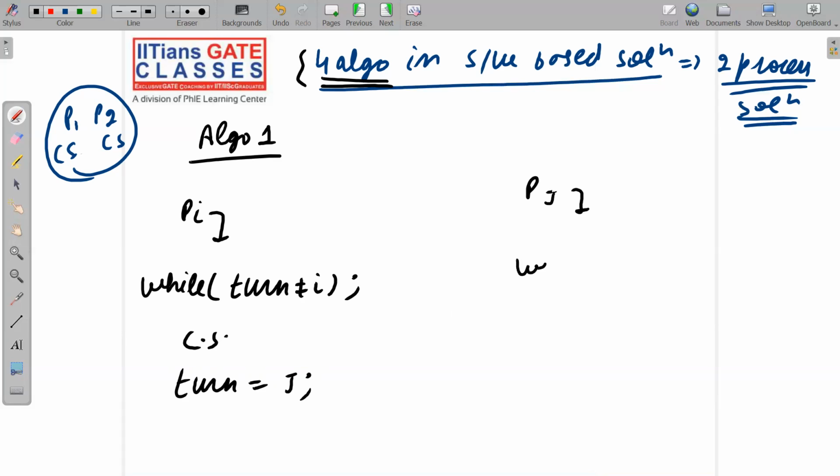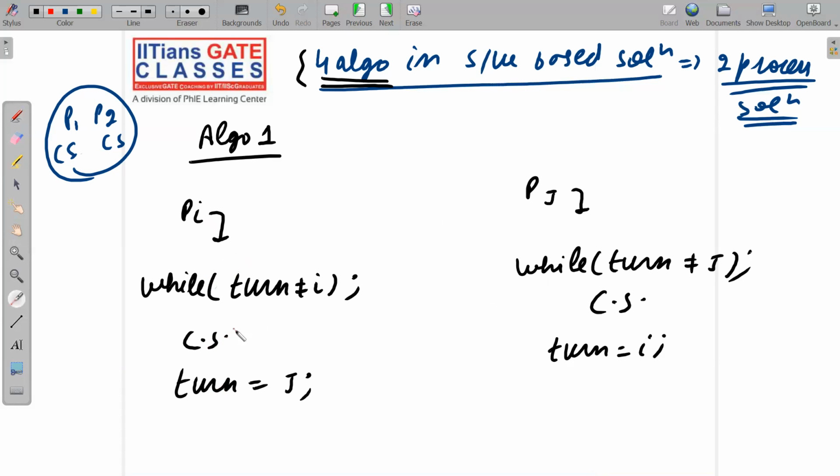And what is PJ saying? See, in the GATE exam or other competitive exams, they will give you just this one code only. From this code, you can write the other process code also. For PI, we have written I, so for PJ, we will write J. Same to same. While turn is not equal to J, CS. And for I, we have written J, so for J, we will write I. So turn is equal to I. I hope I have made the point clear how you will write the code.